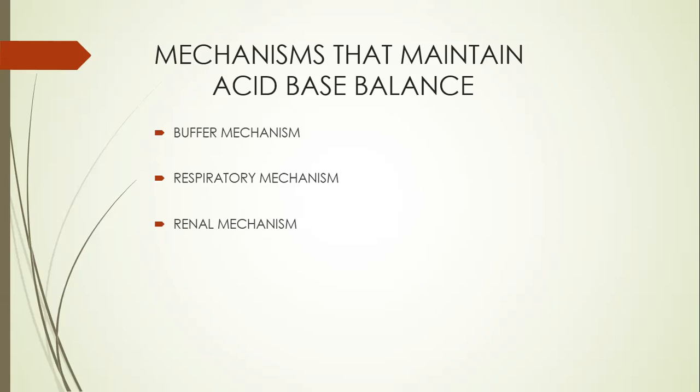Okay, so that's about the respiratory system. Next is the renal system. The renal system is the third line of defense mechanism, which can be activated within days. It takes days to activate this renal mechanism. What the kidneys do here is secrete hydrogen ions and reabsorb sodium ions. These plus ions will maintain the electrolyte balance. So these are the three mechanisms by which acid-base balance is controlled.